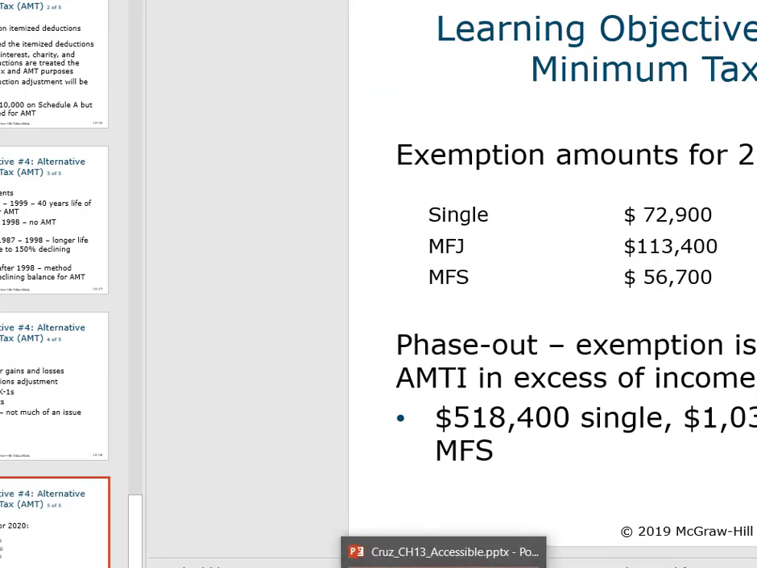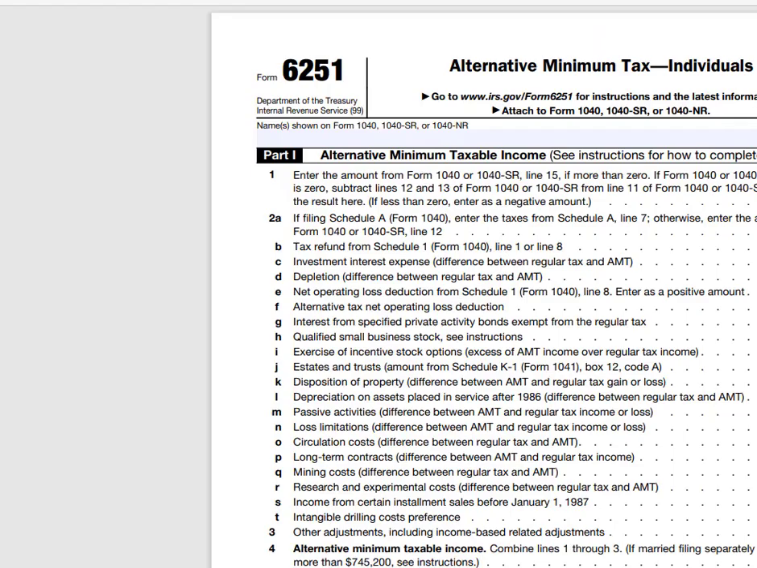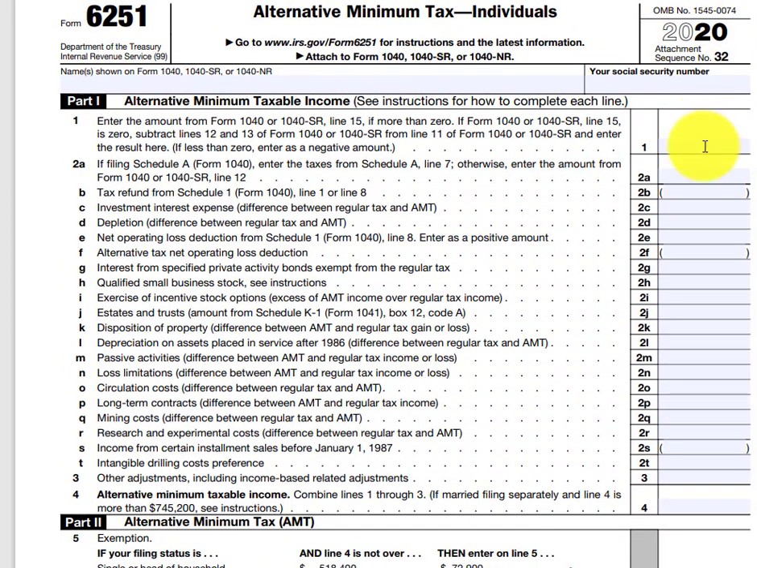Okay, we'll look at the form real quickly here. This is the 6251. Notice that where it starts with is taxable income. We add back either the taxes or your standard deduction, and then these are the others. You can see that the list is a little longer than what we gave in the slides and it's given in the book. But we gave you the most common ones. These are adjustments to the income till we get to our alternative minimum taxable income.